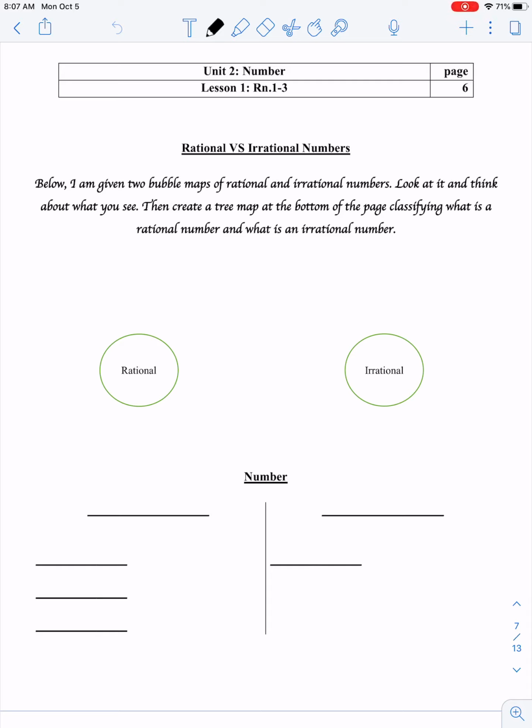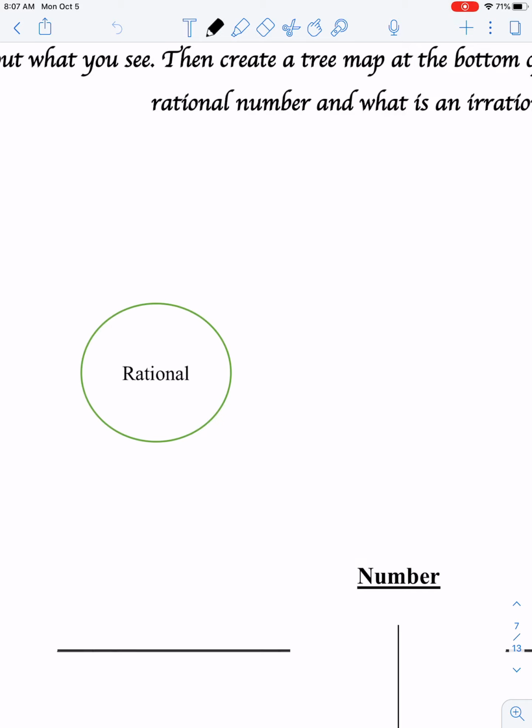Today we're going to look at rational versus irrational numbers and how we can identify them. Okay, so for rationals, I'm going to give us a handful of examples.